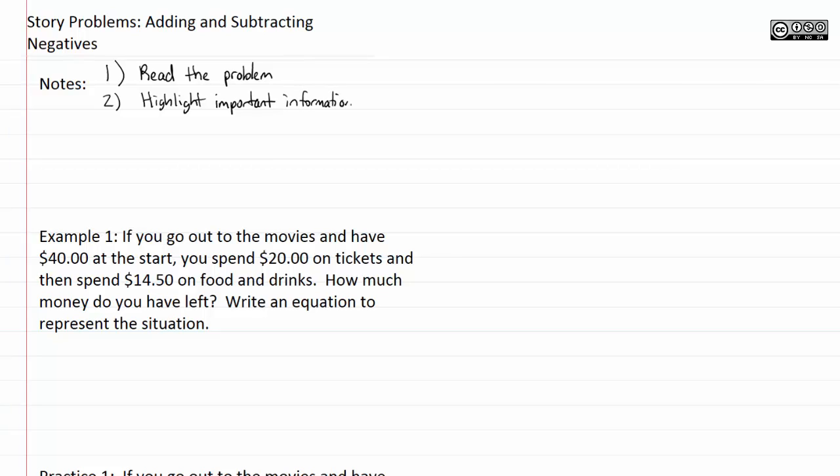Along with highlighting, I want to start to try to interpret it mathematically. So: interpret the info mathematically. Then we're going to build an equation, or maybe an expression, and then solve it and see if it's reasonable.